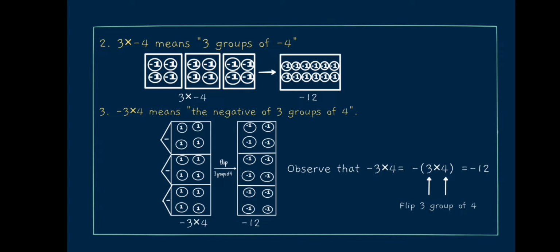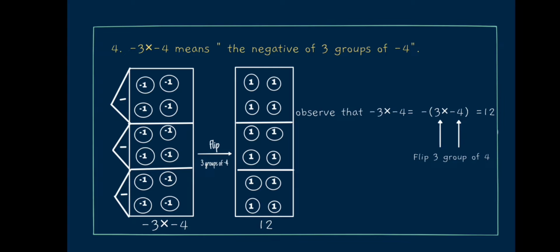The third example, negative 3 times 4, means the negative of 3 groups of 4. If we flip the negative 3 into positive, times 4, the answer is negative also. Observe that negative 3 times 4 is equal to negative, open parentheses, 3 times positive 4, close parentheses, which is equal to negative 12.